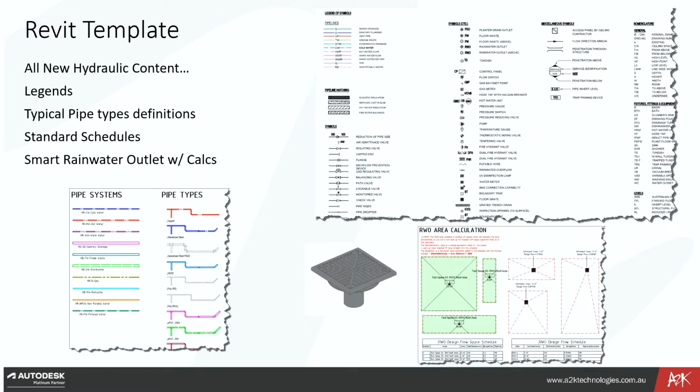Other things to highlight: standard schedules that can be used on typical projects. And then examples of other smart families and smart content that's in there as well. For example, on the screen there, you can see that rainwater outlet that has got smarts in it, like calculations to work out the roof areas and work out pipe sizing based off that, catchment areas and things like that. So there's smarts built into those families.